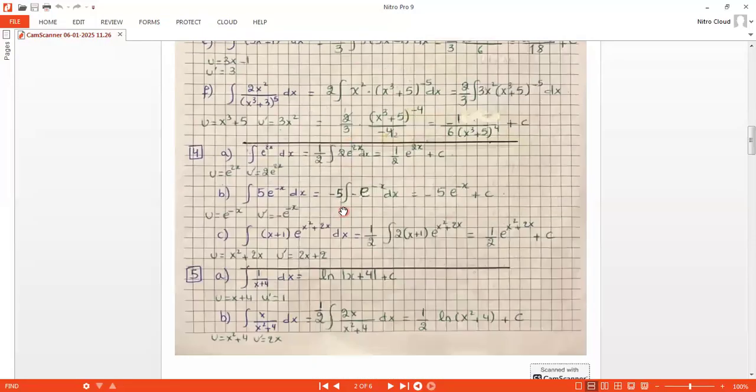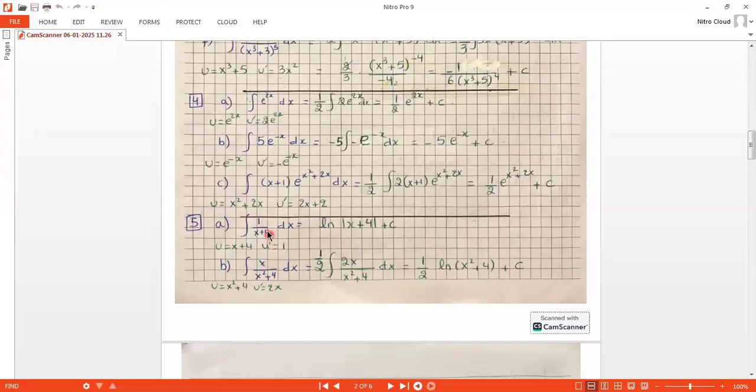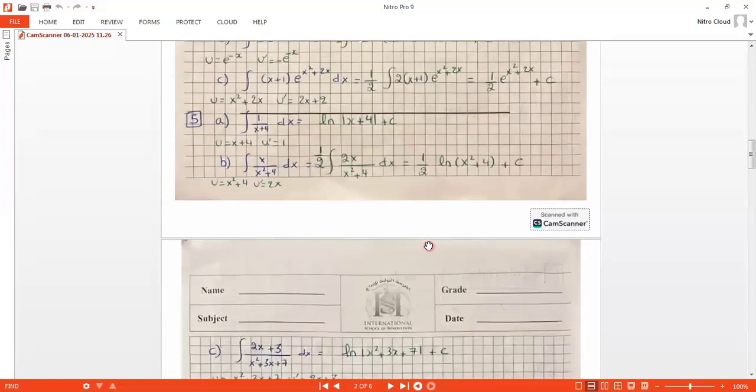Okay, I'm going to go for rule number 4, which is u prime e^u. What do we have? We have u is 2x. What's the derivative of 2x, u prime? It's 2. So I have to put 2 inside and 1 over 2 outside. So the final answer is 1 over 2 e^(2x). Another rule for ln, okay? We have u equals x plus 4. What's the derivative of u? It's 1. Do we have 1 outside? Yes. So the integral of u prime over u is ln u, okay?